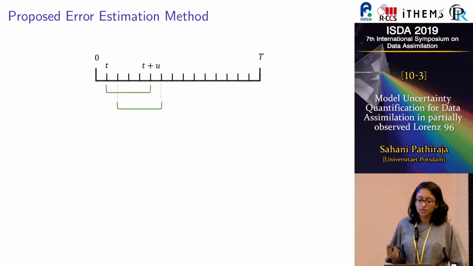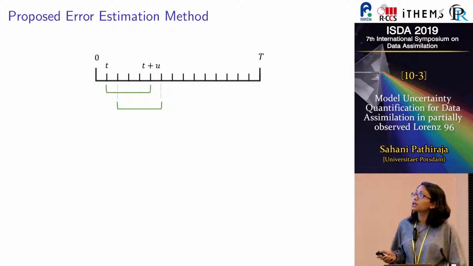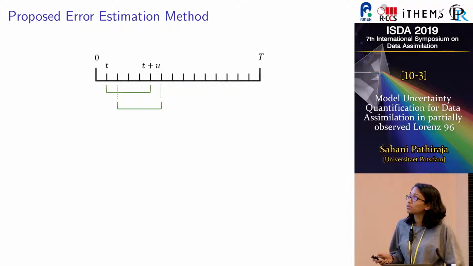So I'll just discuss that first step of the method, giving just a broad overview of it. It relies on some fairly simple concepts. So if we have a time series of length capital T, the aim is to estimate, to optimize, the errors on the unobserved variables over a time window of length u. So that's shorter than the T.